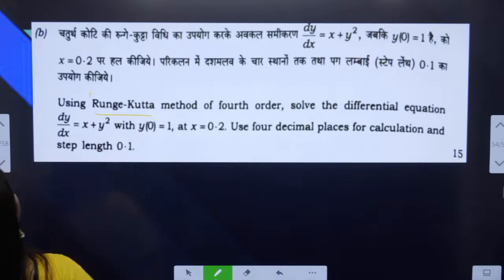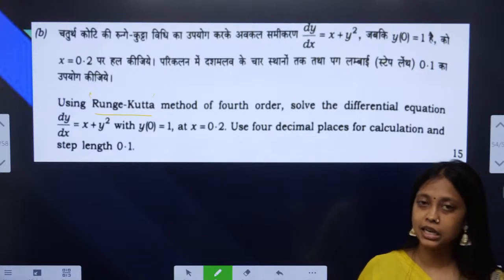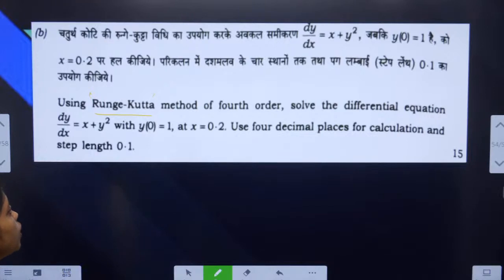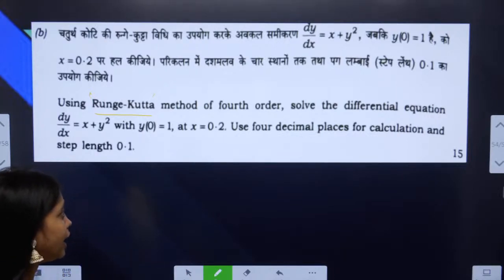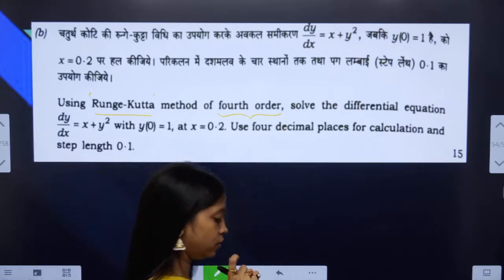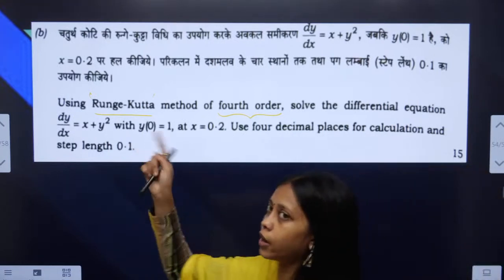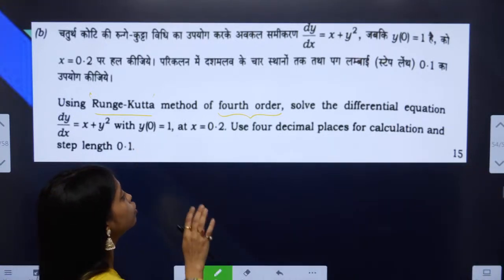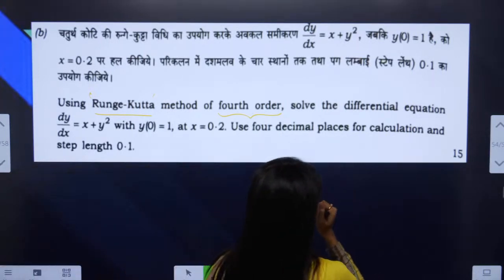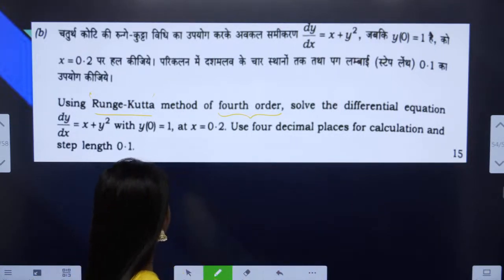Runge-Kutta method. I was talking about this question, when in the numerical analysis we have two questions, one from the Simpson 1/3 rule and the second is from Runge-Kutta method of the 4th order. Again, if you know the formulas, remember K1, K2, K3, K4, then K is required, h is required. If you only remember those formulas, you can just apply it over here. Use 4 decimal places for calculation and step length 0.1. Step length is already given, 0.1.